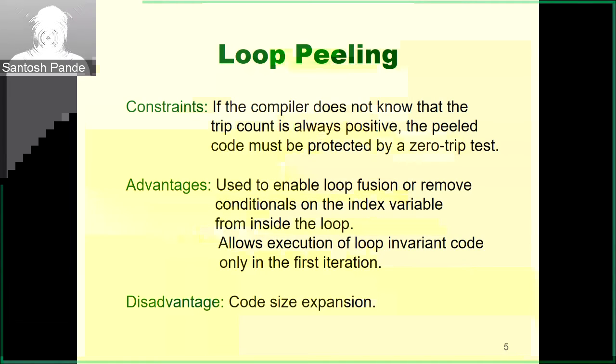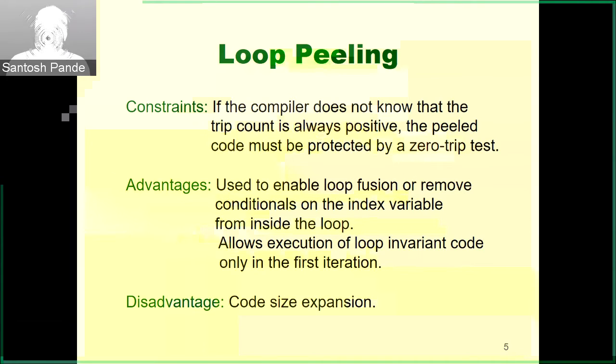So the important thing here is that we don't know if the trip count is always positive, which is the case for almost all loops. The peel code is to be protected by a zero trip test, which checks that it executes at least once. And this, as I was mentioning, is mainly used for aligning the total number of iterations.